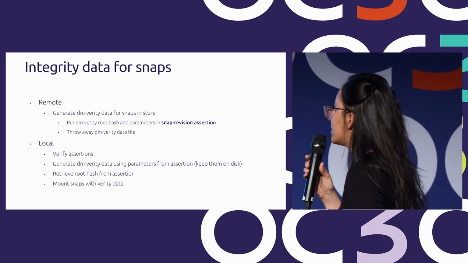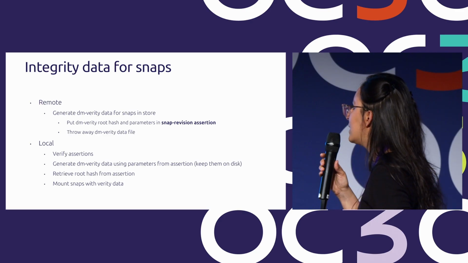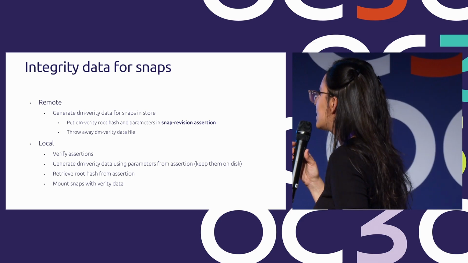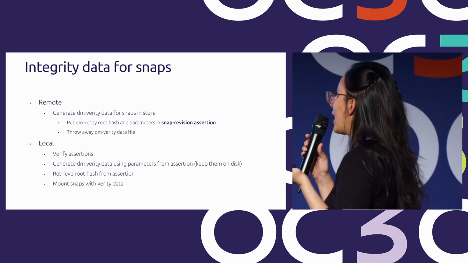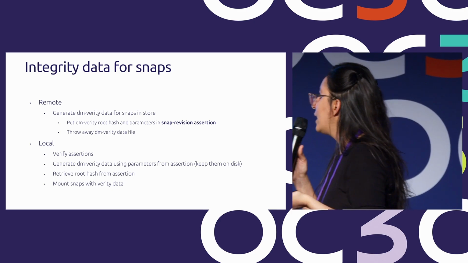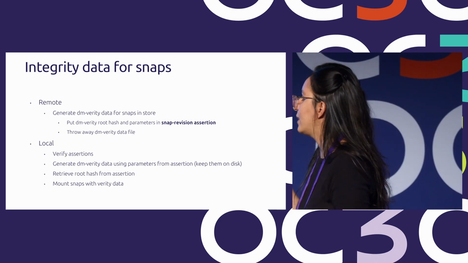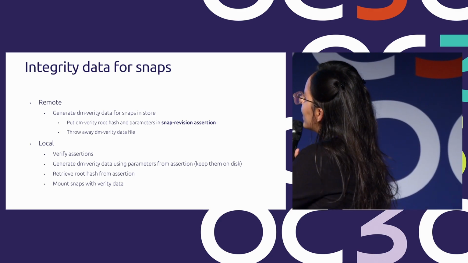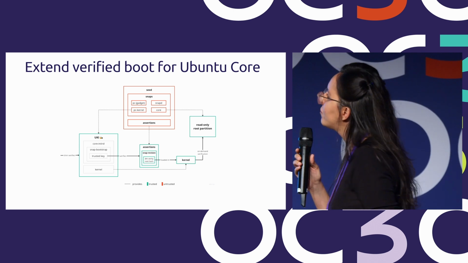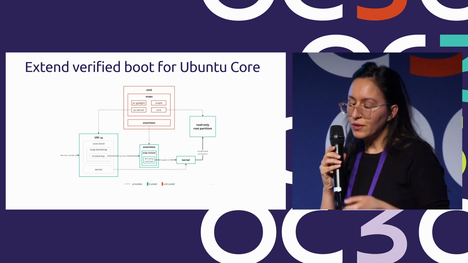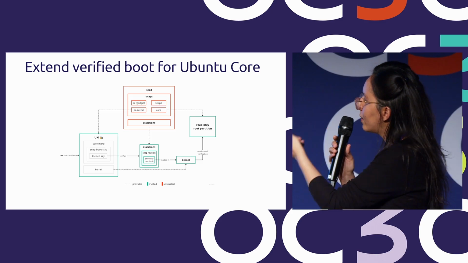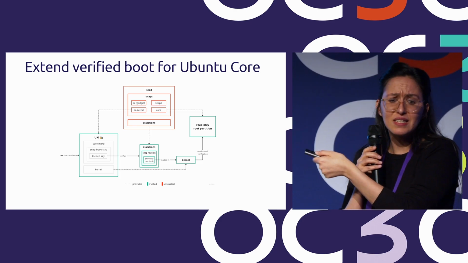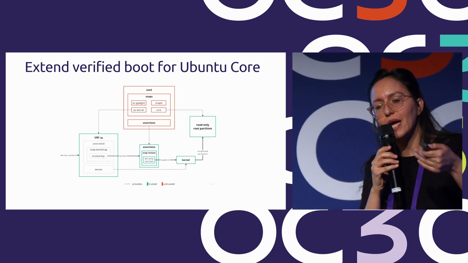And of course, now that we have these stronger claims, we can do more interesting stuff locally. So we can verify the assertions, regenerate the dm-verity data using the parameters from the assertions so that we have the same expected values. And then we get the pre-computed root hash from the assertion. And finally, if things check, then we mount the snaps with the verity data as well. So there are interesting things once we have this. The current work in progress is extending the better runtime guarantees to what we call the base snaps, so not yet to the application snaps.